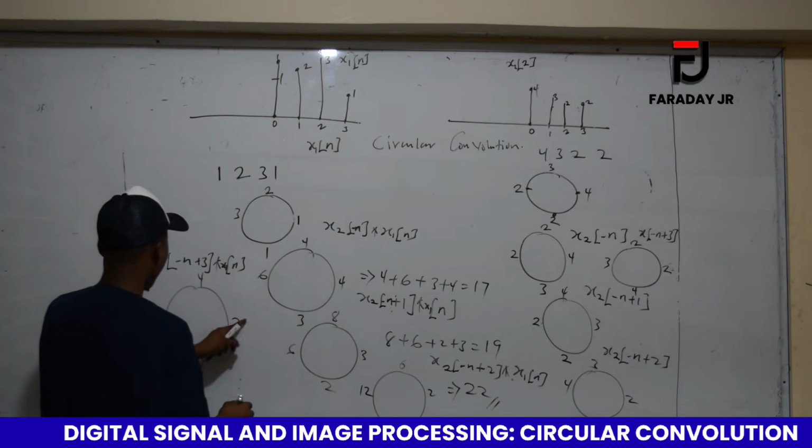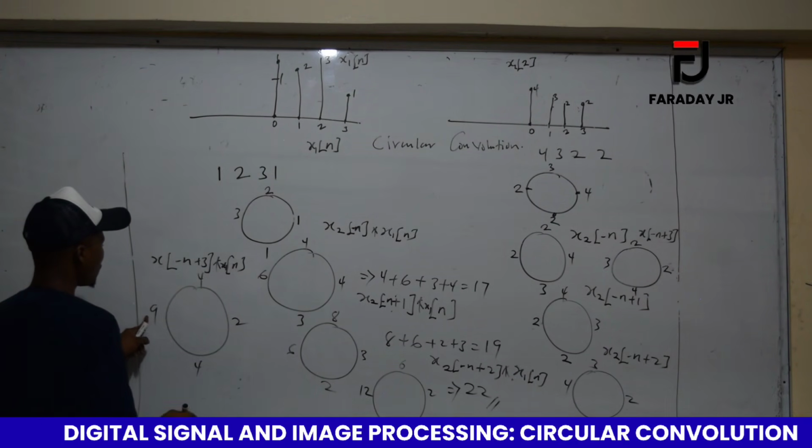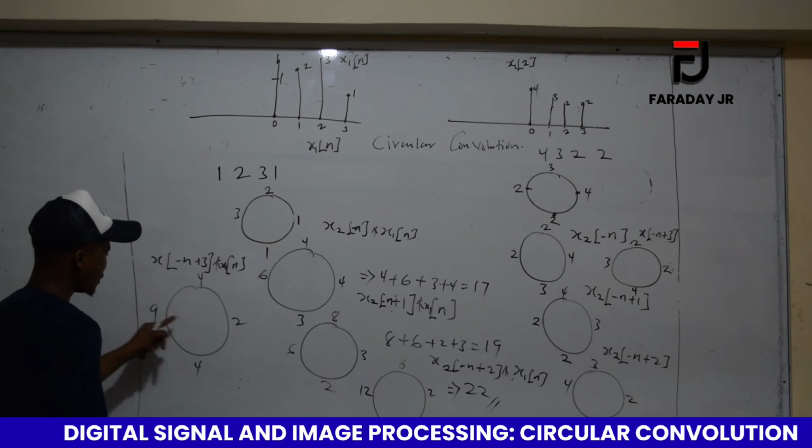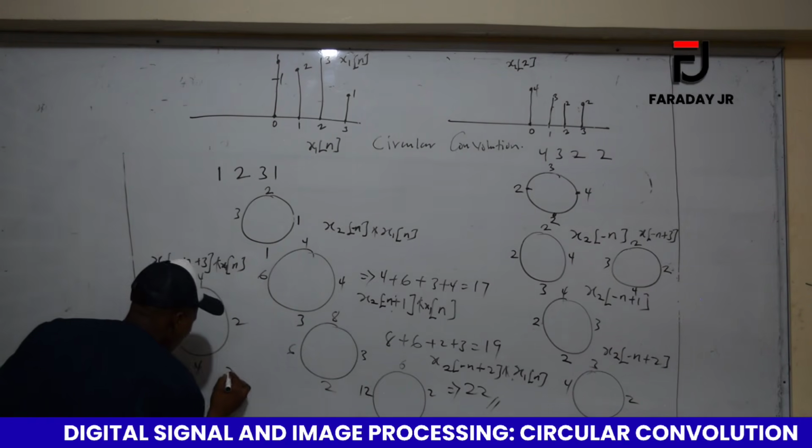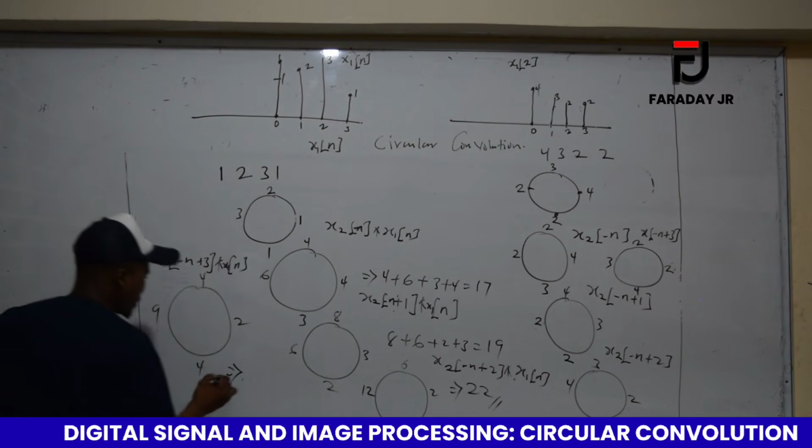After we add it, so this one plus this will give us what? This plus this will give us what? We have 13. 13 plus this one will give us 5. So we have 19.